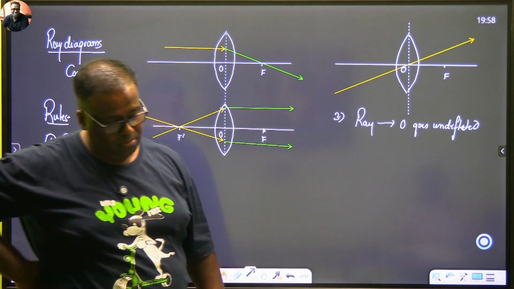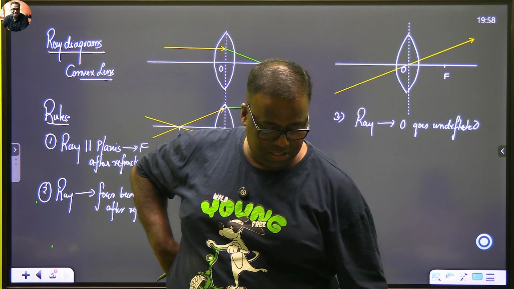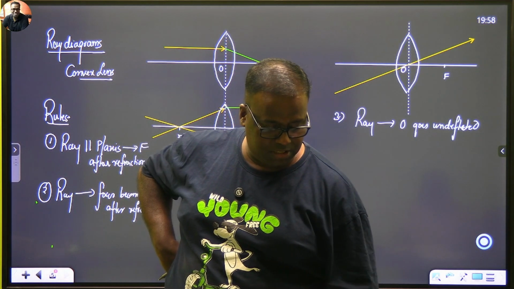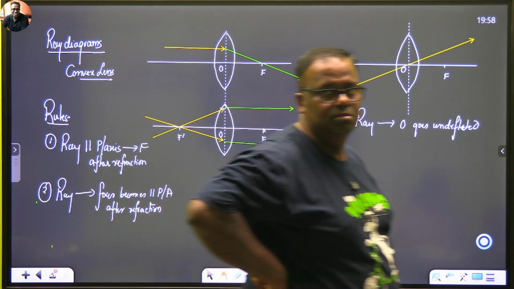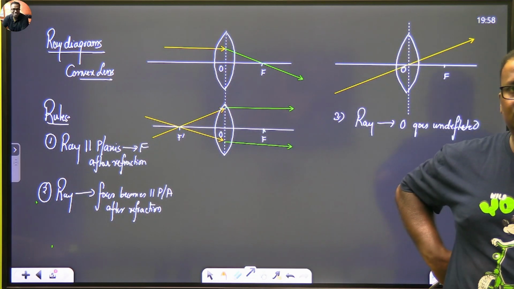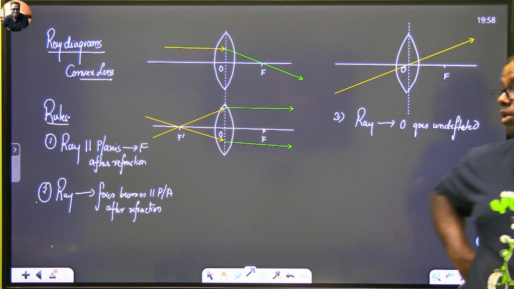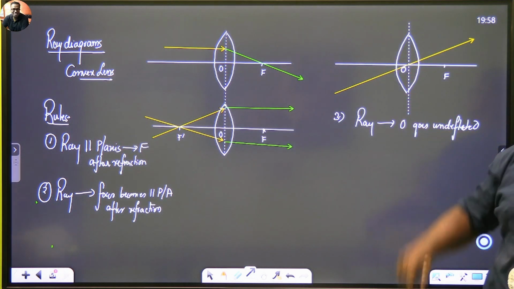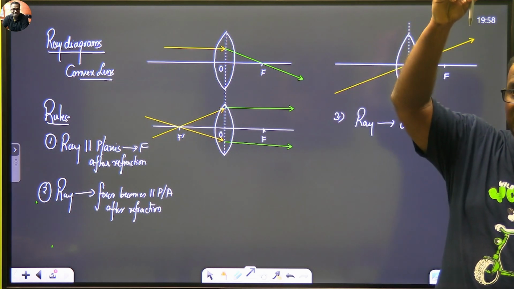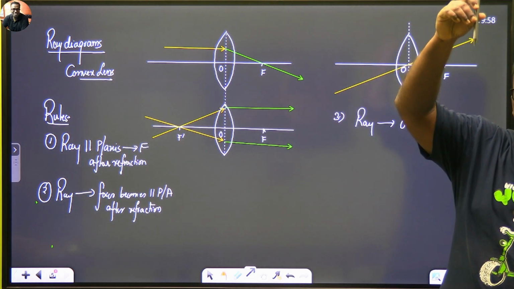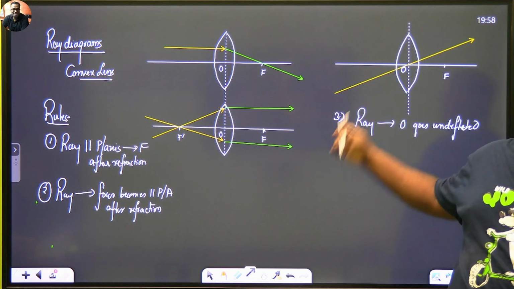Clear, children? Based on this, we will have certain cases, like where we will be putting our object and what type of image forms. Yeah, please. But how does it do that? Because there will be a change of medium. No. When it passes through the optical center, you remember in refraction also, if there was a ray making an angle of incidence of 0 degrees, it goes undeflected. The same case is this.